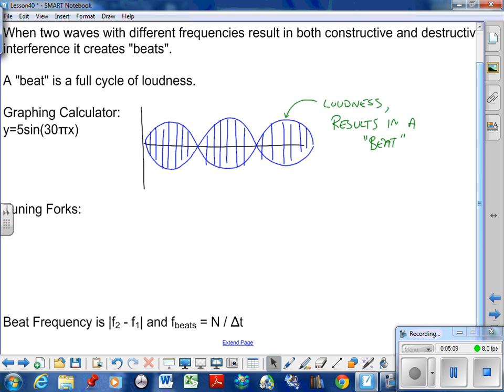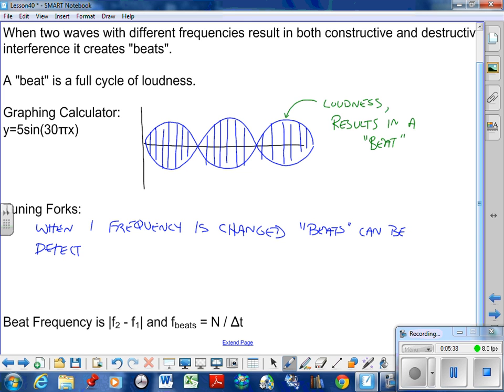The tuning forks. So with the tuning forks, when one frequency is changed, beats can be detected, where you have moments of loudness.